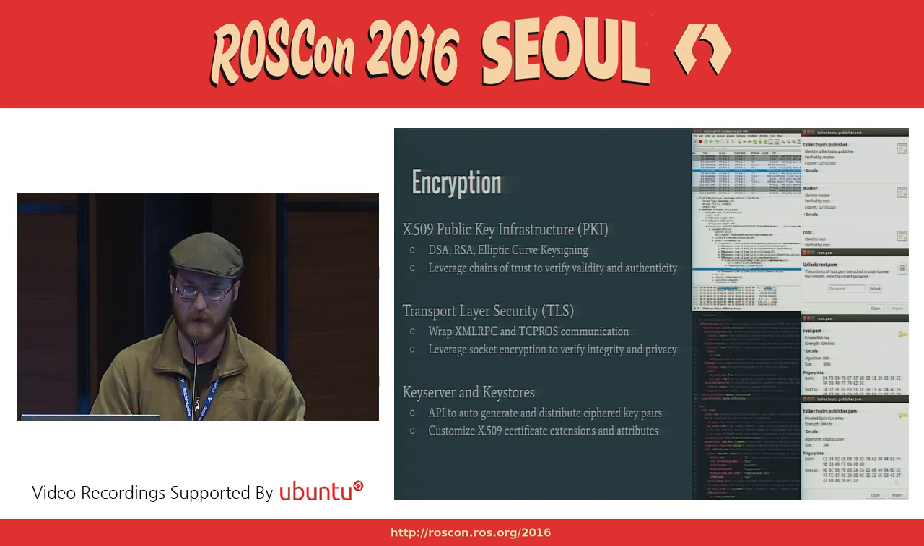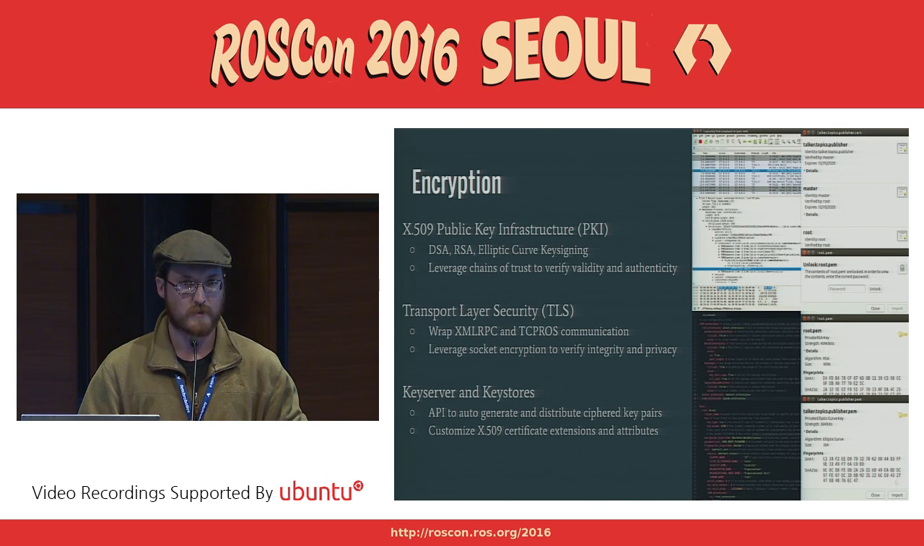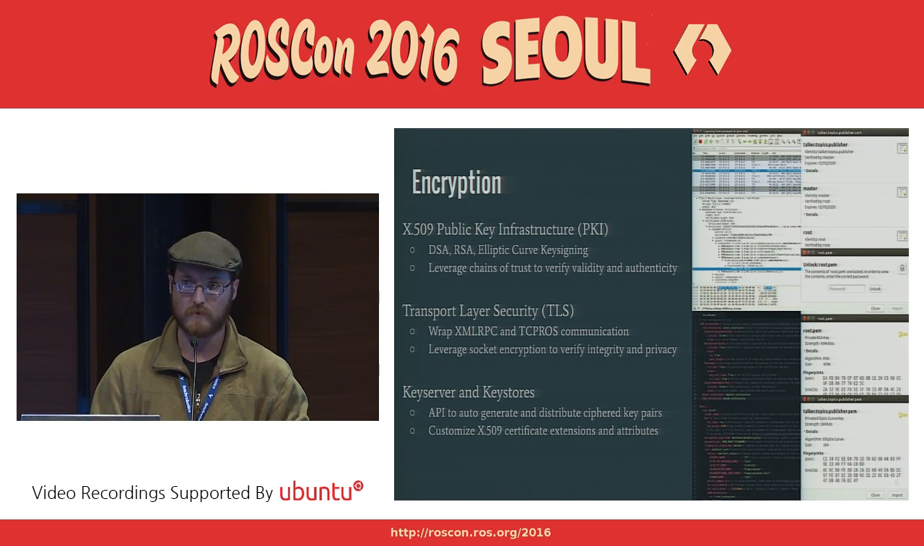And so that's done by wrapping, on a socket level, all the XML-RPC and TCP level communication that ROS uses. Another thing is I'm of a strong opinion that security without usability is not very secure. If users don't have the tools and infrastructure to readily use security measures, then they won't. So one of the things I tried to develop is a key server and key stores, a simple API and interface for you to auto-generate certificates.